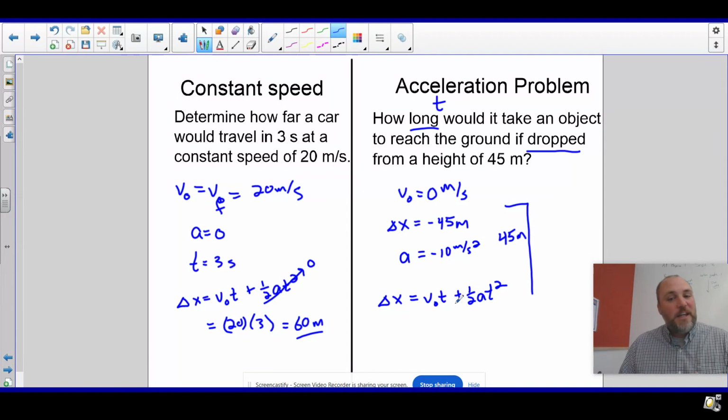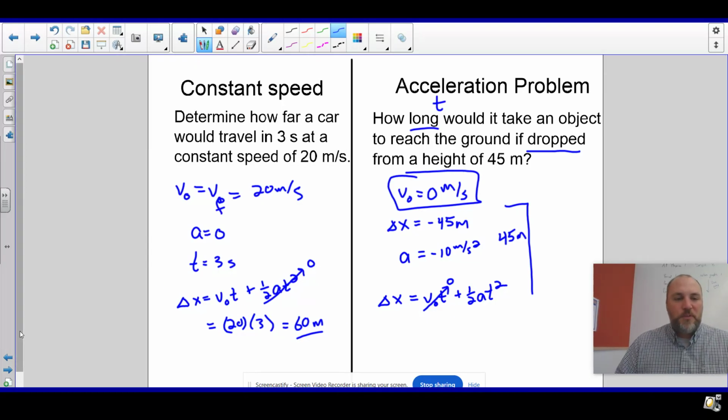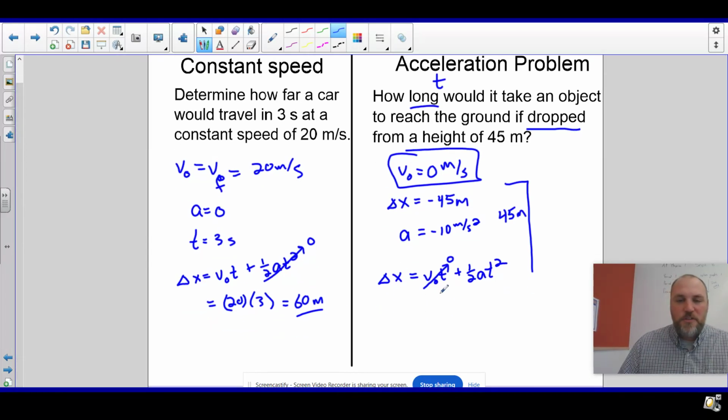Now, typically, I don't like to solve this equation for time because we have t to the first and t squared. So we would need to use the quadratic formula. Fortunately, since the initial velocity is 0, that first term is 0. So this is a lot more simple to solve. I can just multiply by 2 to get rid of the 1/2 and divide by acceleration. And that would leave me with just t squared. To get rid of the squared, I'll take the square root of both sides.